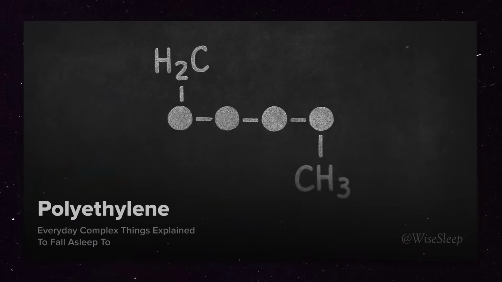Polyethylene. Every time you carry groceries in a plastic bag or open a bottle with a plastic cap, you're using polyethylene. Polyethylene is the most common plastic in the world. It's a type of polymer, which means it's made by linking together many smaller units called ethylene molecules. These units come from natural gas or petroleum, and when connected, they form long chains that give polyethylene its structure and strength.